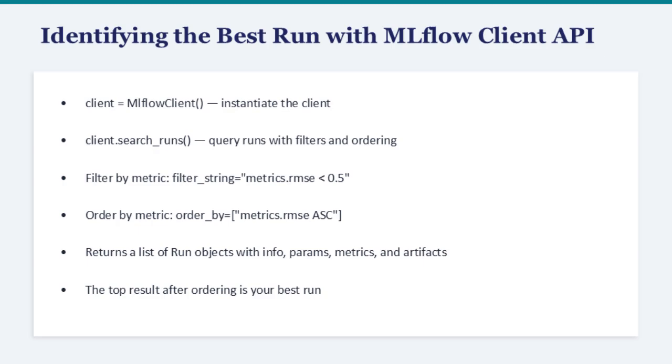The second argument is order by. This actually sorts your results. For example, metrics.rmse ascending sorts your results from lowest to highest RMSE. The method actually returns a list of run objects. The first element in that list after filtering and ordering will be your best run. You can access its run ID, parameters, metrics, and artifacts. On the exam, when they describe a scenario where you need to find the best performing model programmatically, the answer is use search runs with filter string and order by. Okay, remember it, search runs.